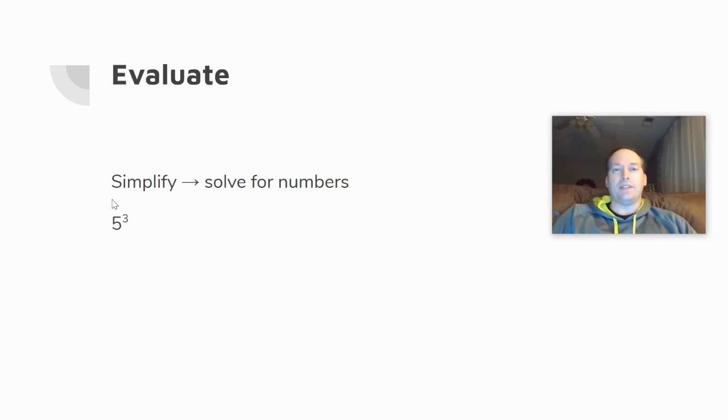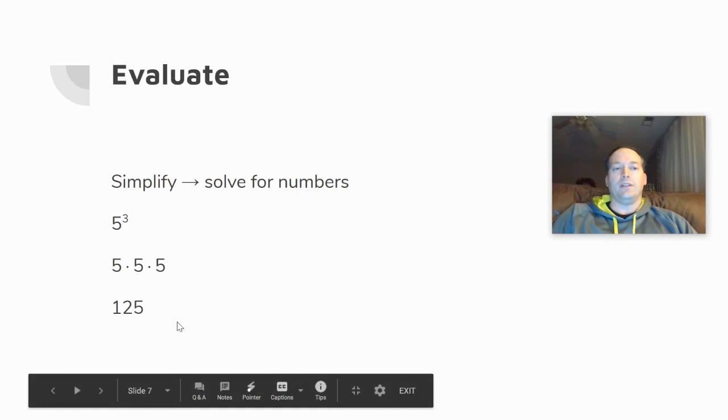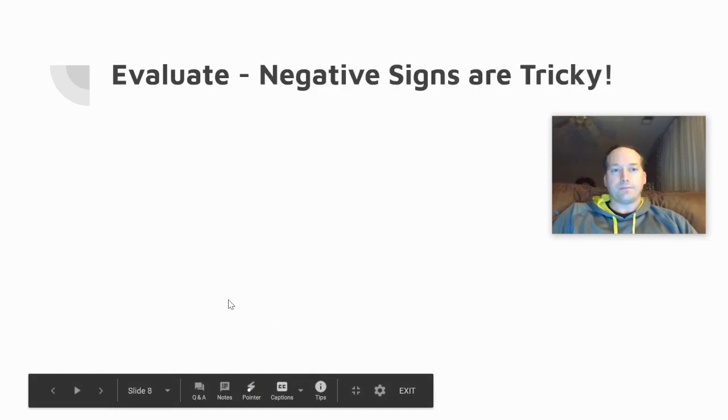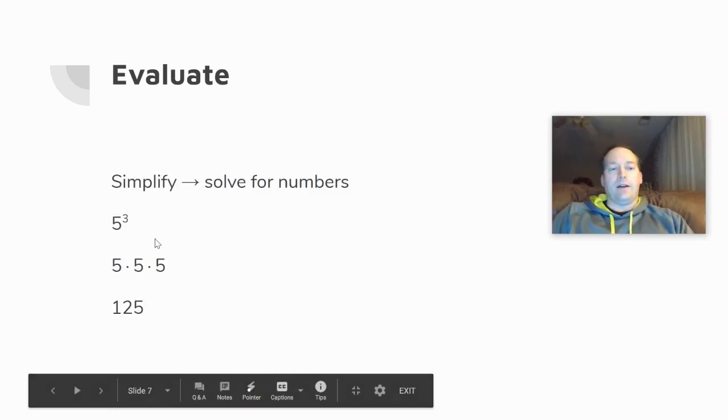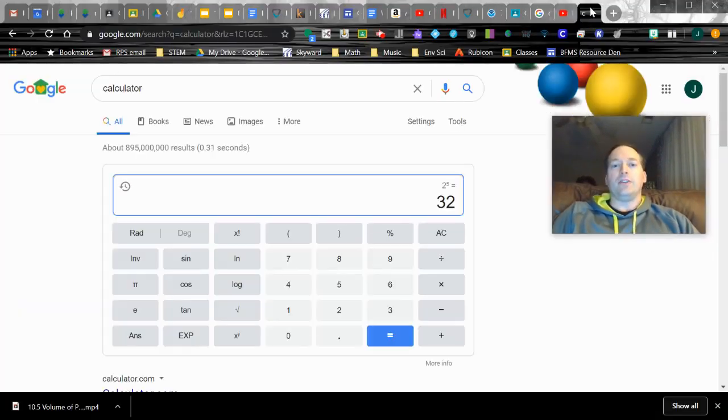So 5 cubed, there's actually a real value for this. 5 cubed is 5 times 5 times 5. So what you'll do is just multiply those together and you get 125. Now, sometimes you have ones that are a little bit higher. You can use a calculator to help you.